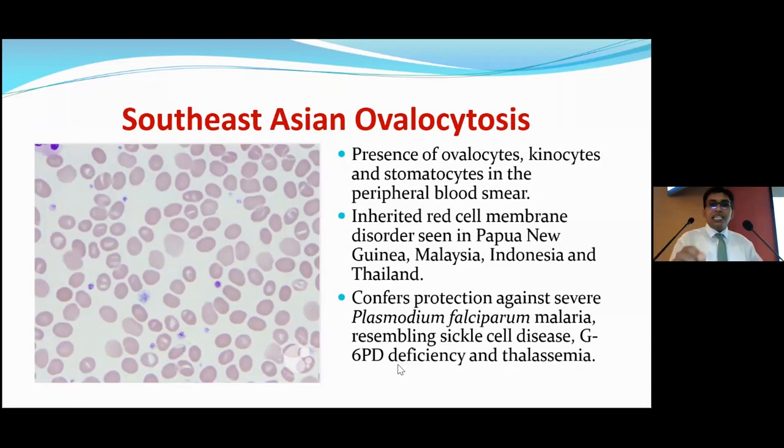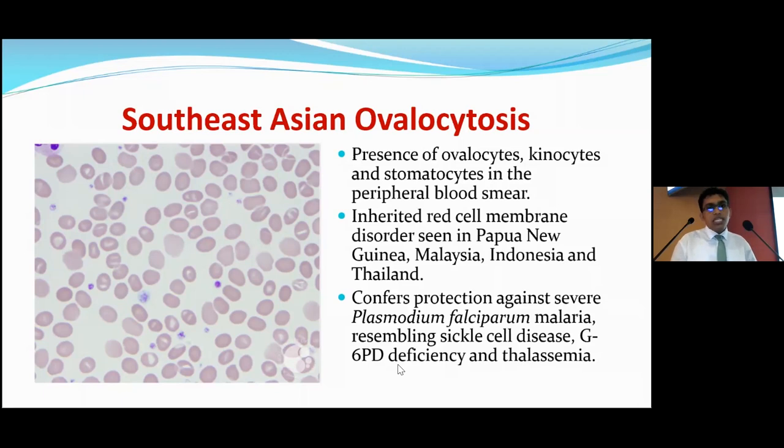It's an inherited red cell membrane disorder commonly seen in Papua New Guinea, Malaysia, Indonesia, and Thailand. The presence of ovalocytes, kinocytes, and stomatocytes in the peripheral blood smear is sufficient to diagnose Southeast Asian ovalocytosis. But the gold standard test for diagnosis of Southeast Asian ovalocytosis is detection of the genetic mutation from the gene assay.